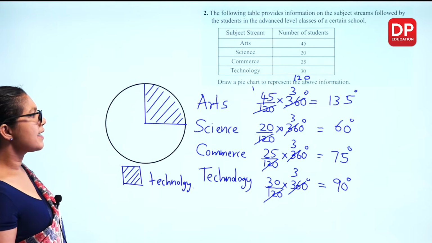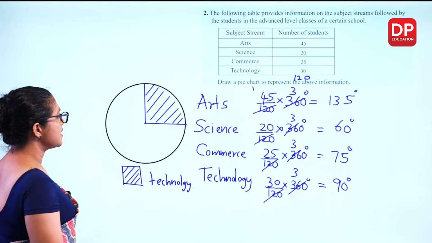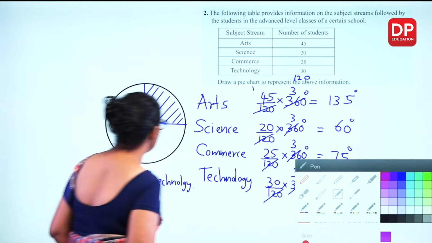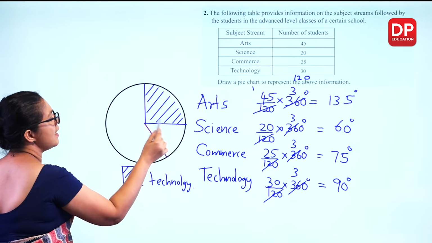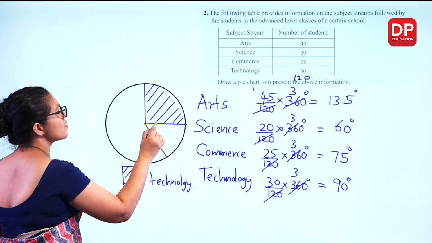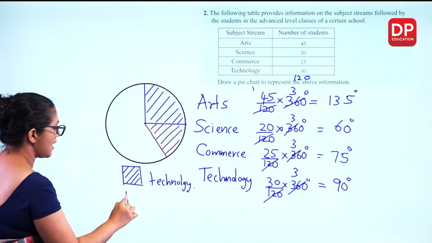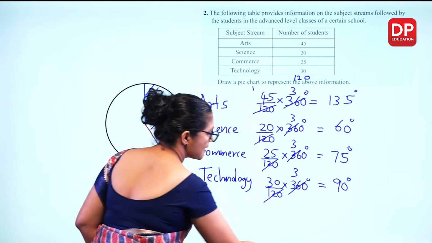Then the next one I can mark 60 degrees. 60 degrees, use the protractor and draw the line. So 60 degrees I'll measure from here and somewhere here. So that's science. So I can mark this box with red color. That's science.